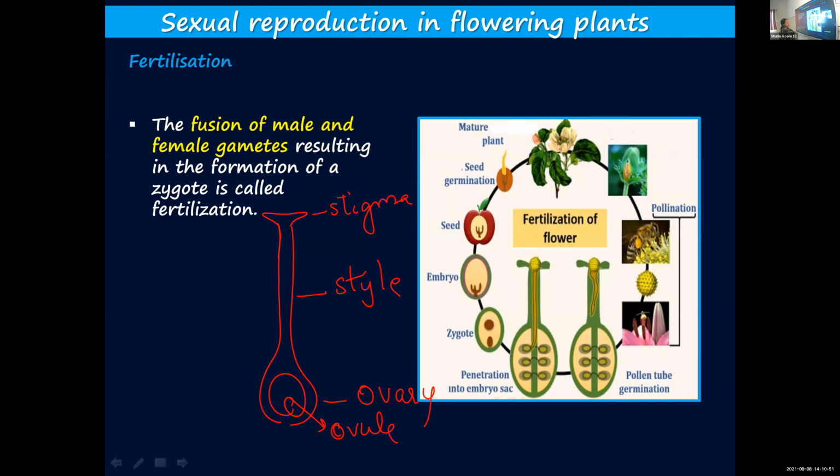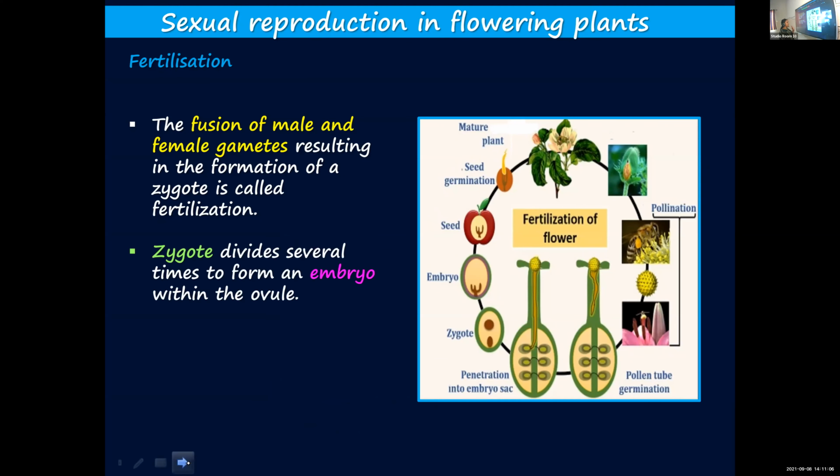Okay. So stigma, style, ovary, these are the 3 main parts of pistil. Inside the ovary, ovule is present, and inside the ovule, embryo will be formed. And I told you how embryo is formed. Once male and female gametes fuse, they will form a zygote. The single-celled zygote will undergo repeated division and form an embryo inside the ovule. Then gradually from this embryo, a new individual will be formed.